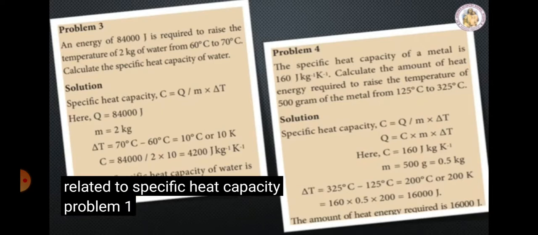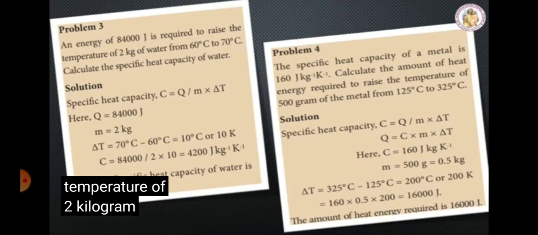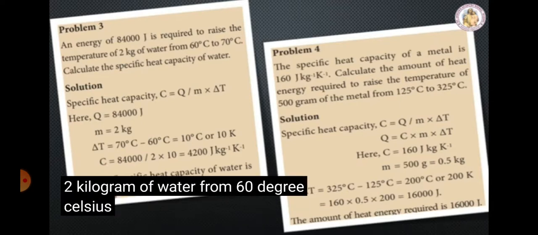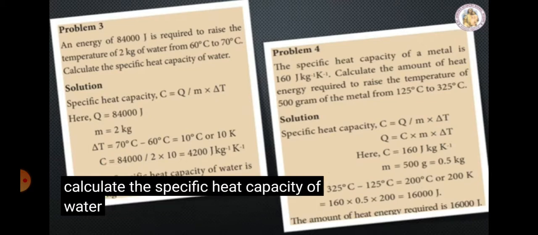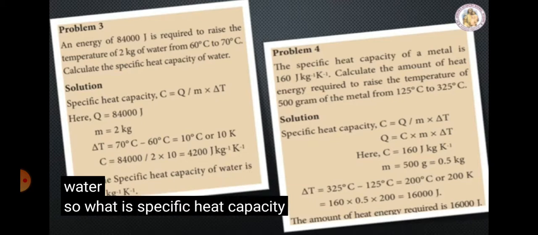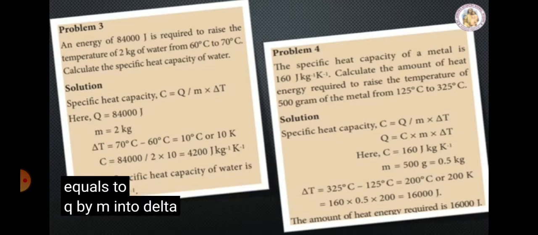Problem 1. An energy of 84,000 joule is required to raise the temperature of 2 kg of water from 60 degrees Celsius to 70 degrees Celsius. Calculate the specific heat capacity of water. So what is specific heat capacity? C is equal to Q by M into delta T.